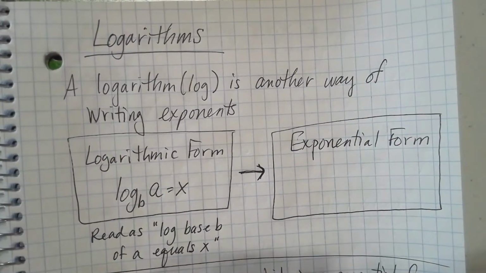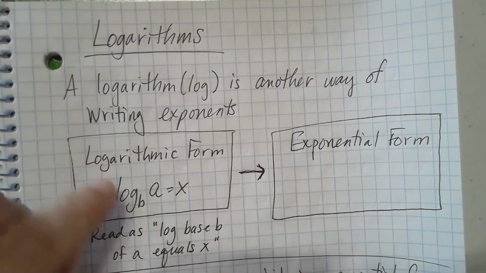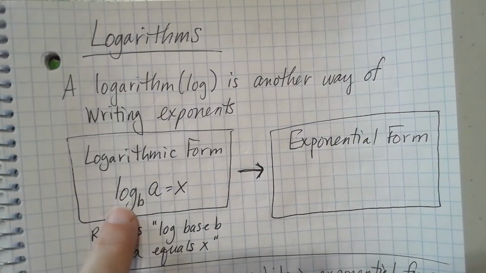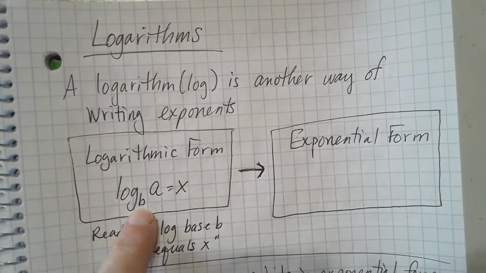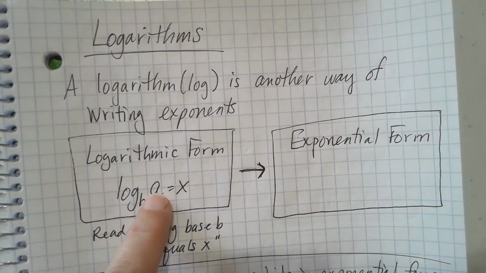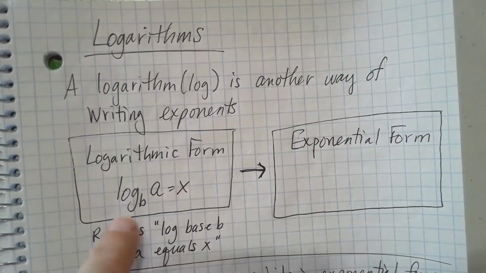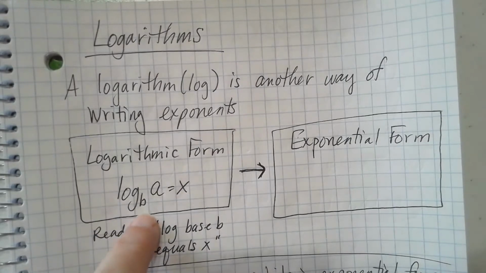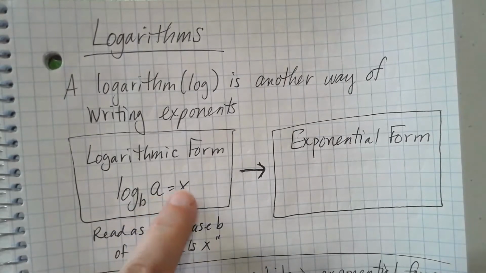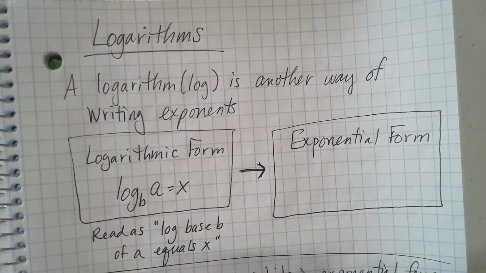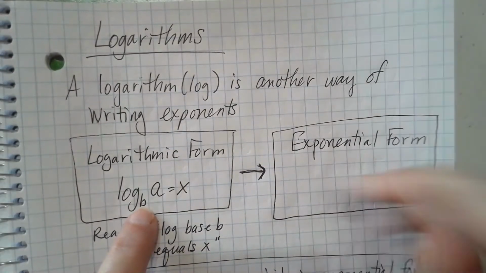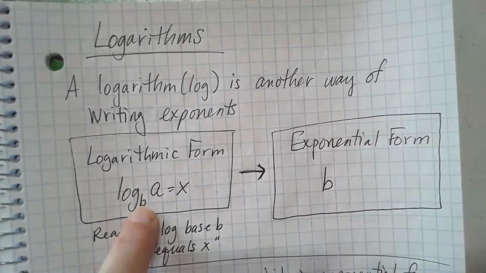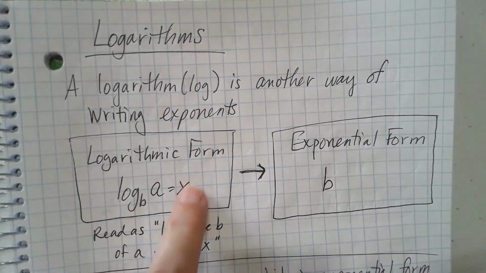All right, so in the log form, we have this, and it's read this way: log base b of a equals x. So log base b of a equals x. So if I want to switch that into exponential form, what we're going to do is we're going to start with the base, and we're going to raise it to this exponent.